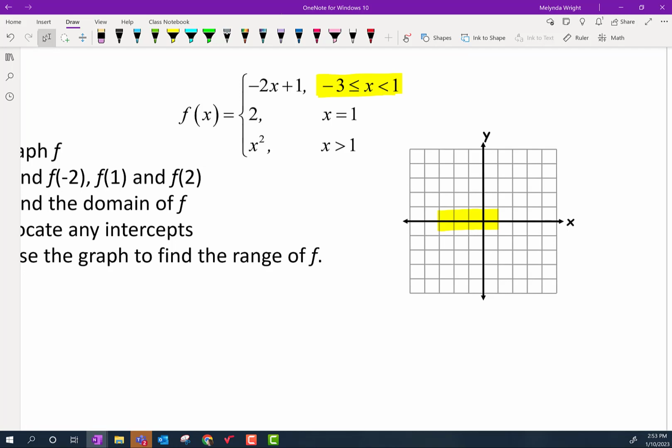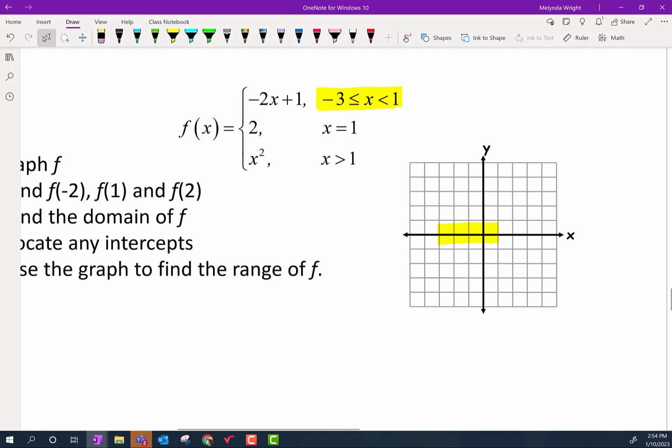What I like to do is get the point at the beginning of the interval. So we're going to do -3 first. So -2 times -3 plus 1. So at -3, we're at 7. So 1, 2, 3, 1, 2, 3, 4, 5, 6, 7 is about right here. And it's okay to go off the graph. It's not always going to be perfect. Just estimate where the 7 would be. I'm thinking it looks about right there.